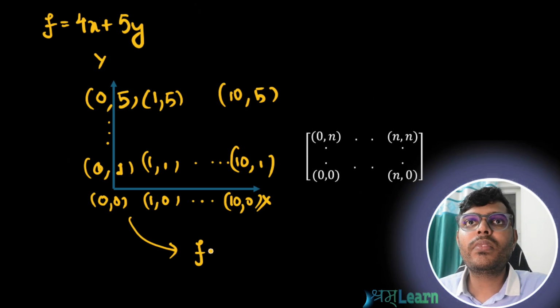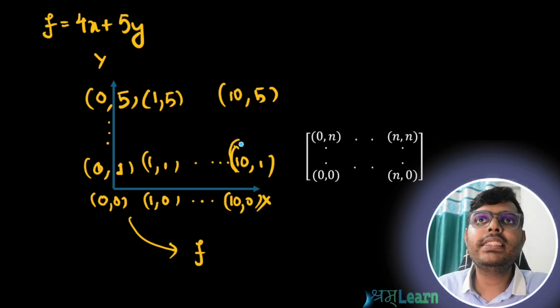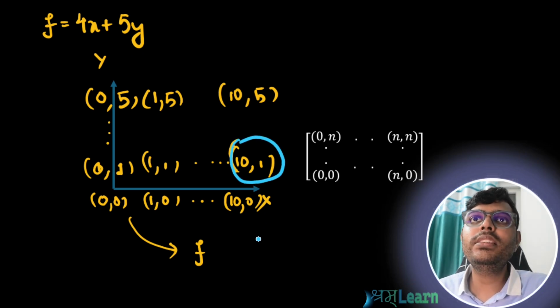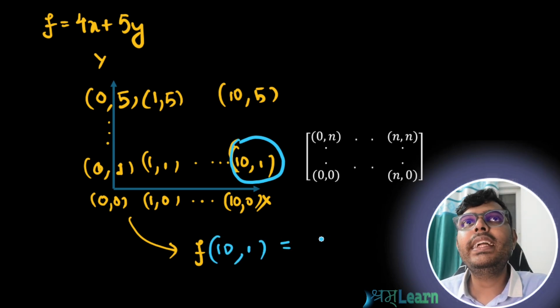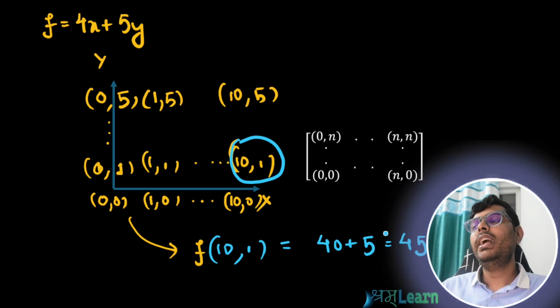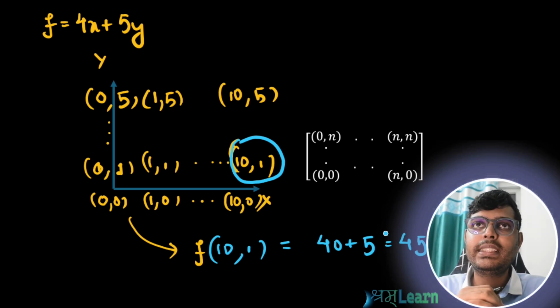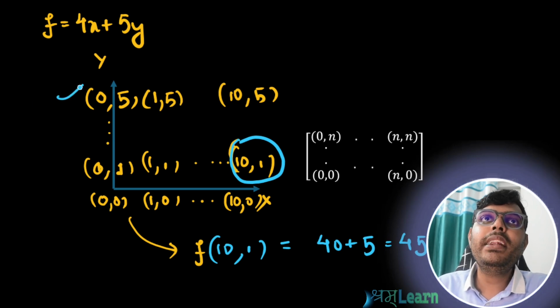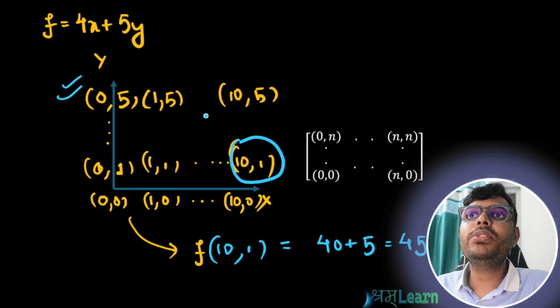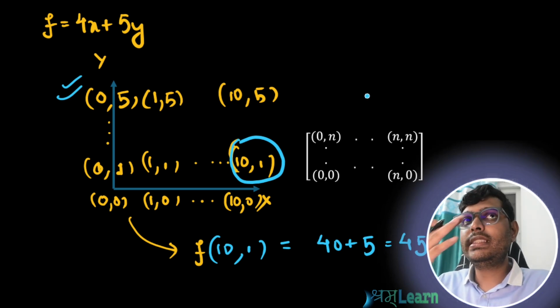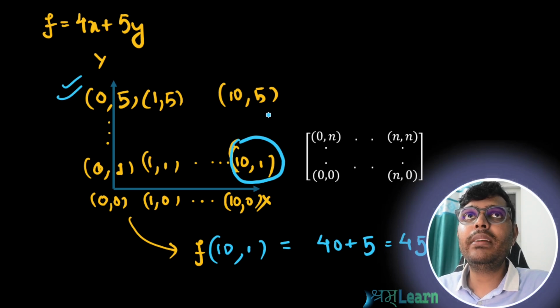So select a coordinate. Let's suppose this one. We have selected this coordinate 10 comma 1, where x is 10 and y is 1. We will get 40 plus 5, that is 45, right? And we plot it along the z-axis. But how do we get this matrix? That is the question, okay. That is the important question that we want to ask ourselves.